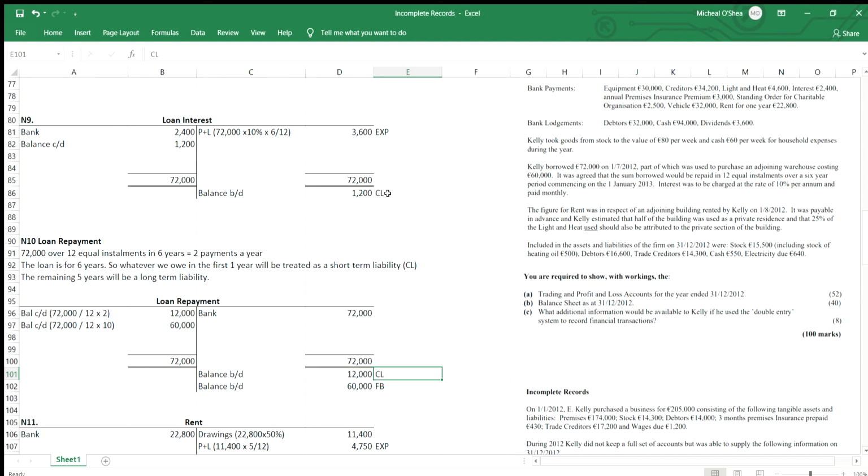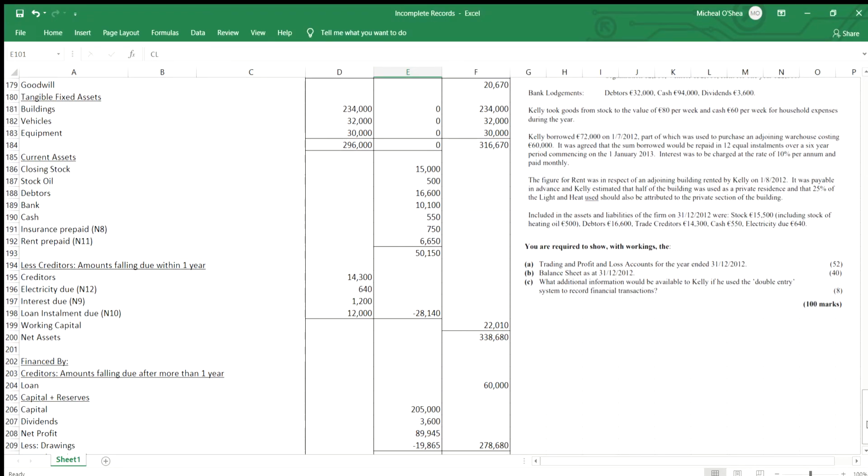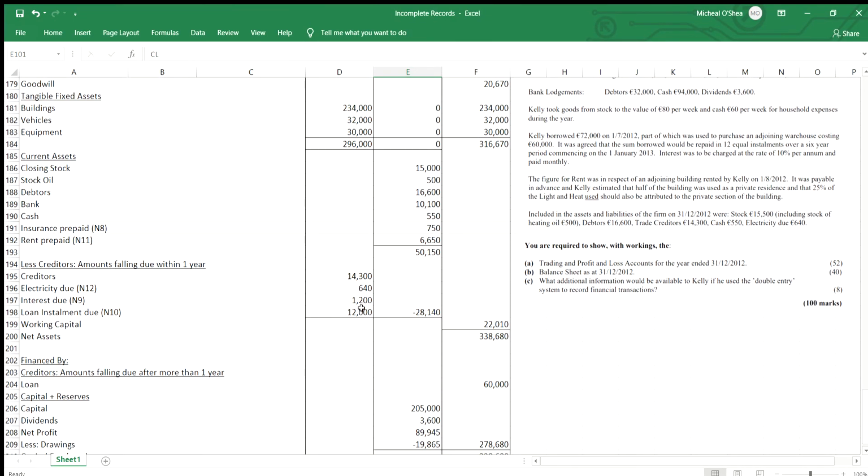Again, both of these are CL next to them. Where you see CL, that's our current liability. That's why it's important to label things. It's just so much quicker to go through it at the end. That adds up to just 28,140. It's my total creditors I owe in the short term.